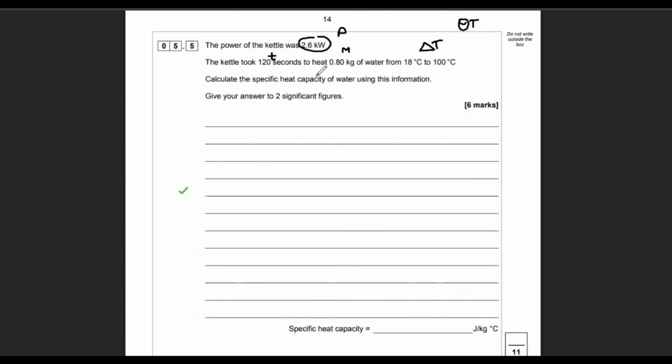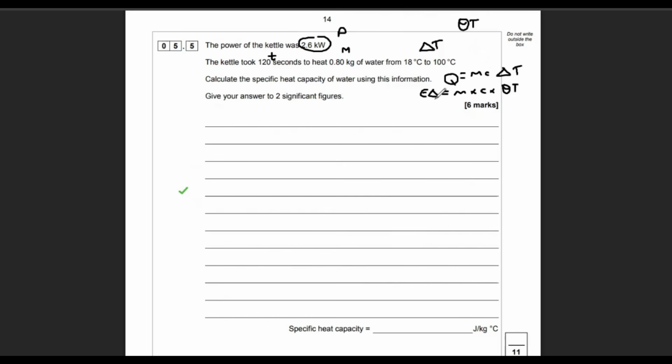Calculate the specific heat capacity of water using this information. Give your answer to two significant figures. So the specific heat capacity of water. Now, I like to write the equation like this. Q equals mc delta T. But maybe in AQA, you will be familiar with it like this. Change in energy equals mass times specific heat capacity times the change in temperature. It means the same thing.